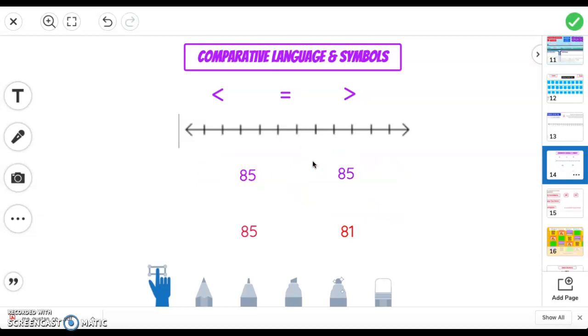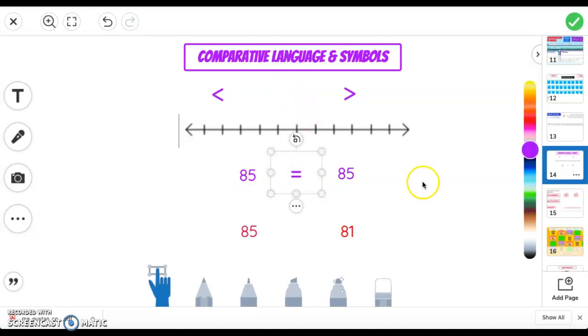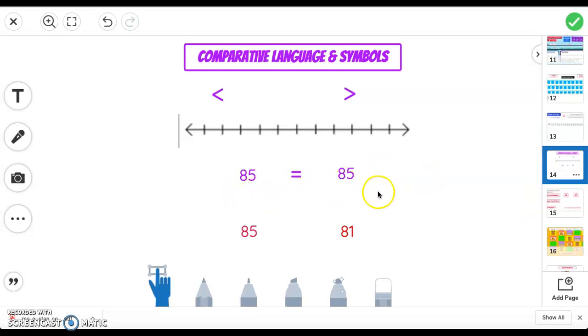So, using these math symbols to compare numbers down here on the bottom of the screen, if I have this number right here, 85, and another number over here, 85, they both have the same amount of ones and the same amount of tens, then I know I would use the equal symbol to say that 85 is equal to 85.